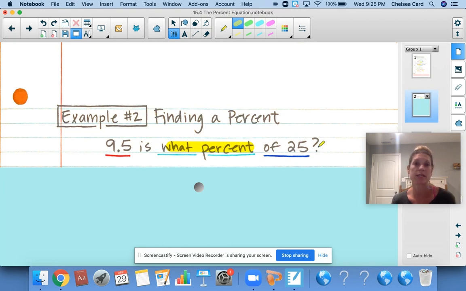So let's say you get a test back and you get 9.5 out of 25 points. Well, I don't know what grade that is. How can I figure out what I got on my test? Because I need a 90% to get an A, right? Or 70% to get a C, which is passing. So let's figure out how we do that.